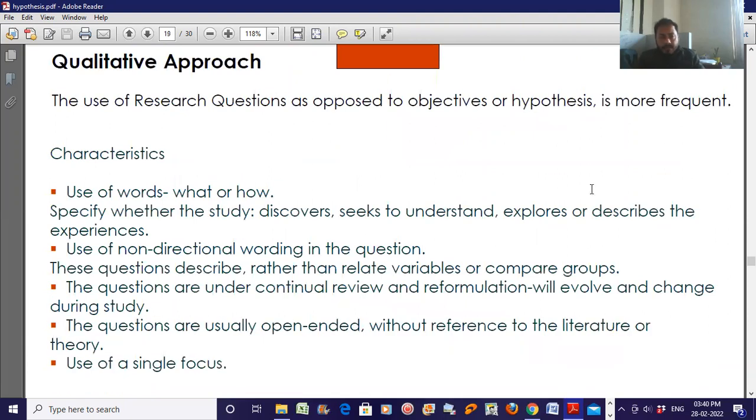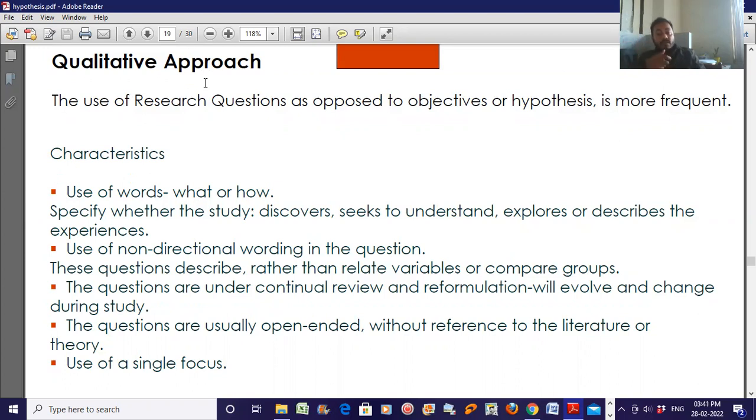Now let's again have a brief look at qualitative and quantitative research so that it will be more clear with these points. In qualitative research, the use of research questions as opposed to objectives or hypotheses is more frequent. Like a qualitative approach में आप क्या-क्या keywords use करेंगे? What are the keywords that are concerned with the qualitative approach? Let's see its characteristics. Use of words what or how. Okay, ये मैंने खुद देखा.